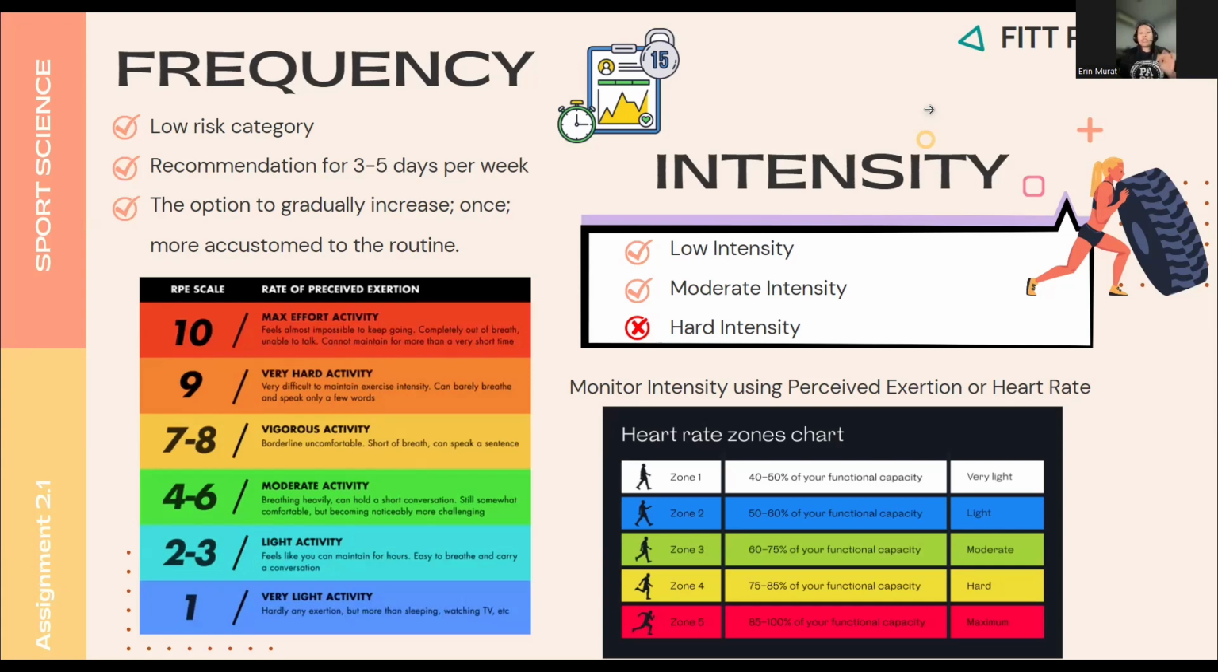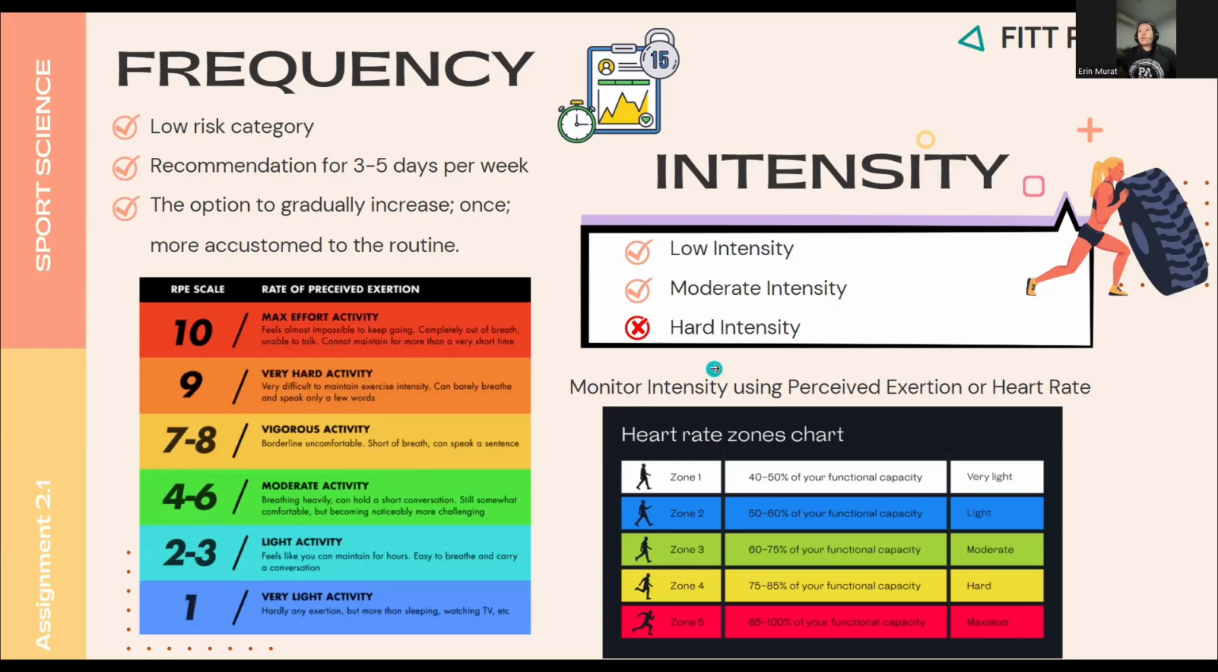levels: low, moderate, and hard. So intensity refers to how the person should work during the exercise session. So based on the case study, Ms. Chan is under the low risk status. So I would like to say low and moderate intensity are suitable for her.